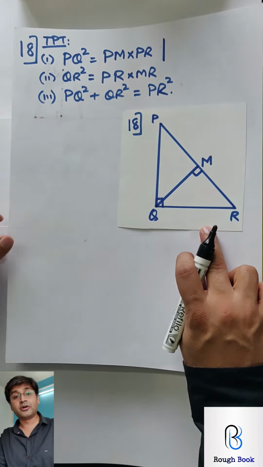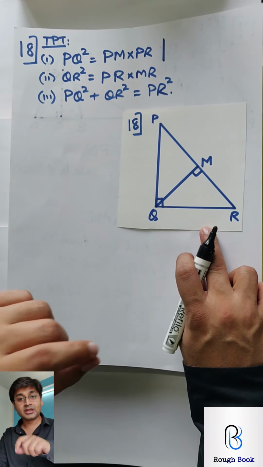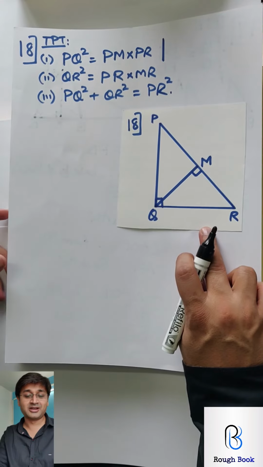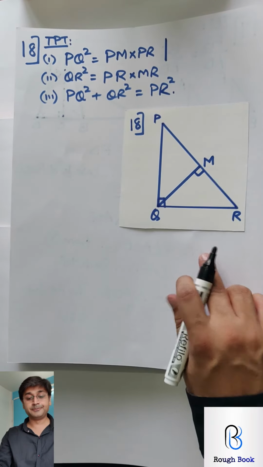And if you are very smart, someone will write in the exam PQ² plus QR² is PR² by Pythagoras theorem. Teachers are smarter, you will get a 0. So don't do that. You need to prove it by similarity. Okay. Now how will you begin?